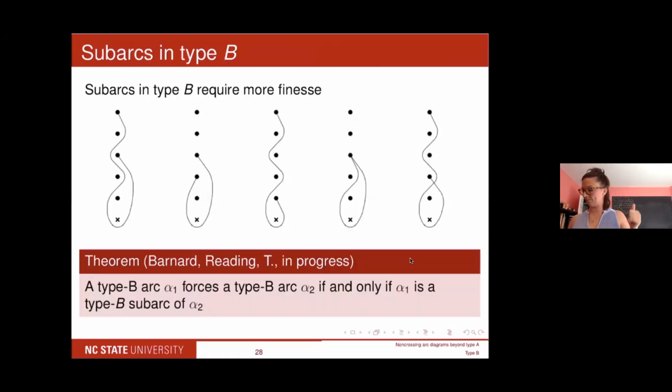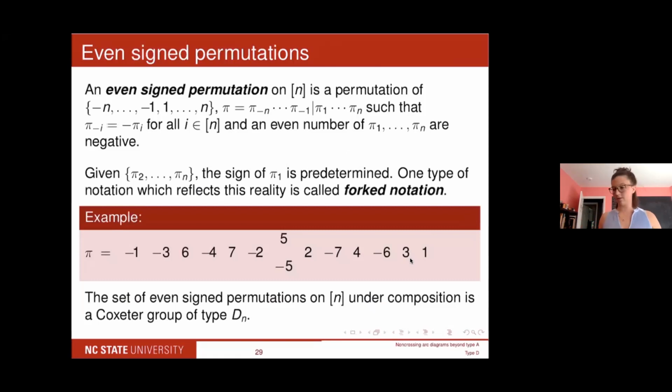Let's move into type D. Even sign permutations. So in what we were thinking about earlier of cards, which you can flip and permute, even sign permutations just say you can only flip an even number of those cards. And so starting with our sign permutation idea, pi negative n to pi n, the only difference being an even number of pi 1 to pi n are negative, so really flipping an even number of cards.